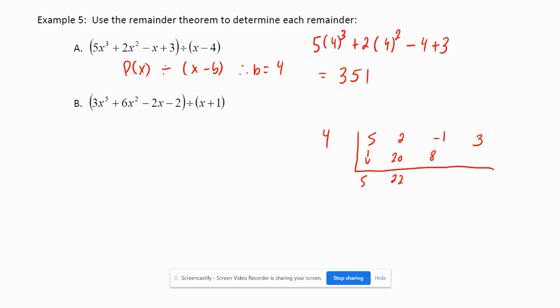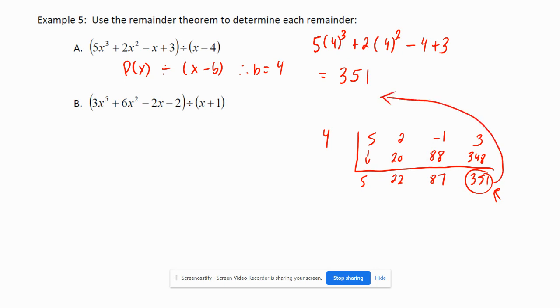4 times 22 is 88. Negative 1 plus 88 is 87. 4 times 87, just doing this with my calculator, is 348. 3 plus 348 equals 351. So this is just kind of confirming this over here.